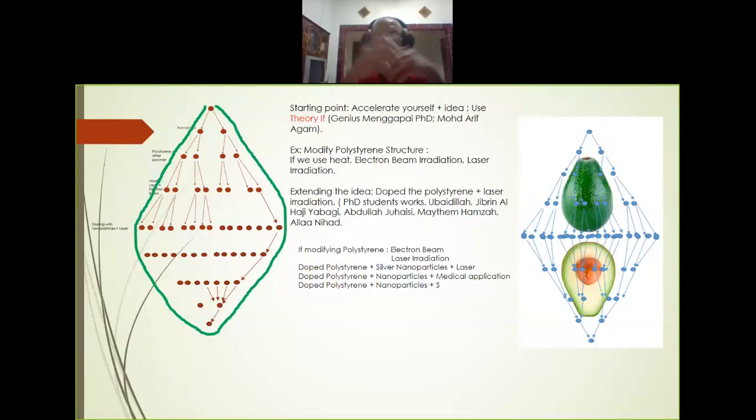Okay, the most important part: your work will be exponential. You start with polystyrene, you end up with so many things. By modifying polystyrene with laser irradiation, we can do polystyrene with simple nanoparticles, and with laser do polystyrene and nanoparticles for medical application, that is Abdullah's work. So you don't have to worry about your title. We just need to start something, go forwards, and explore at least two things from one single keyword.